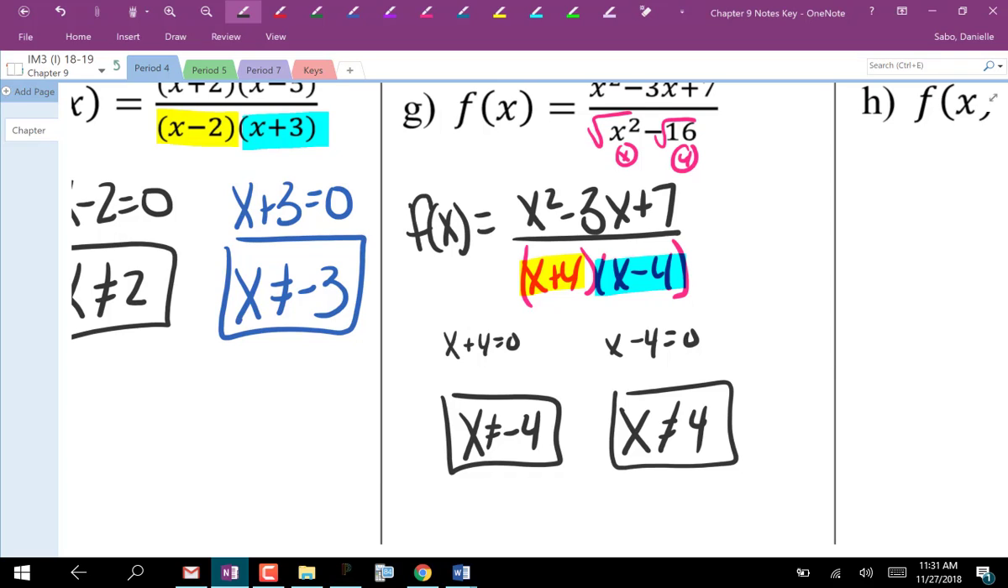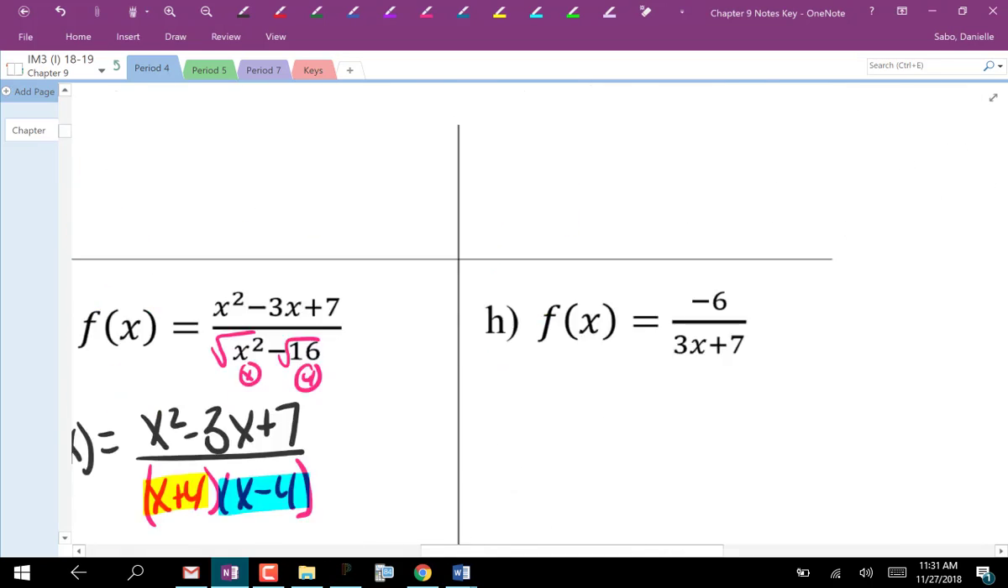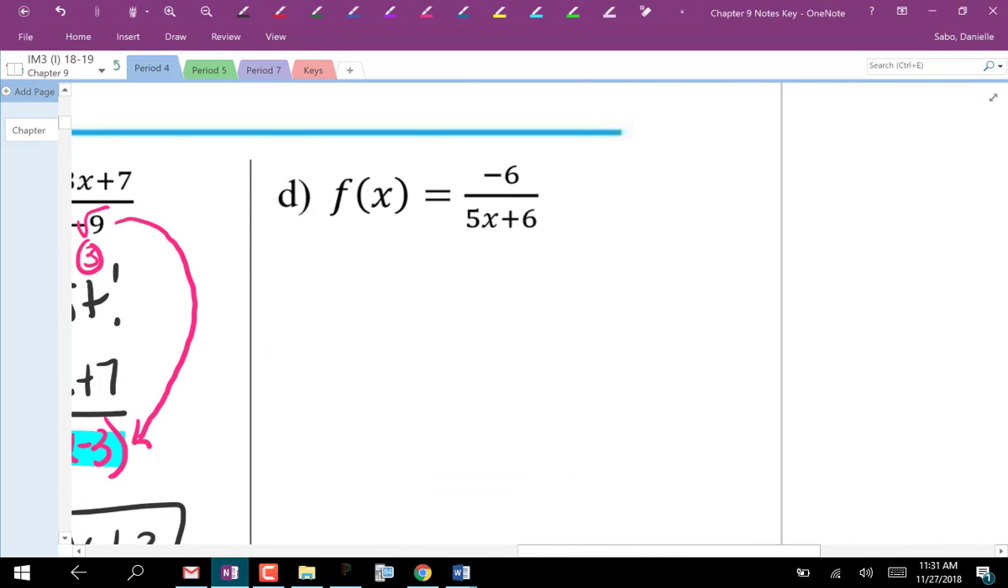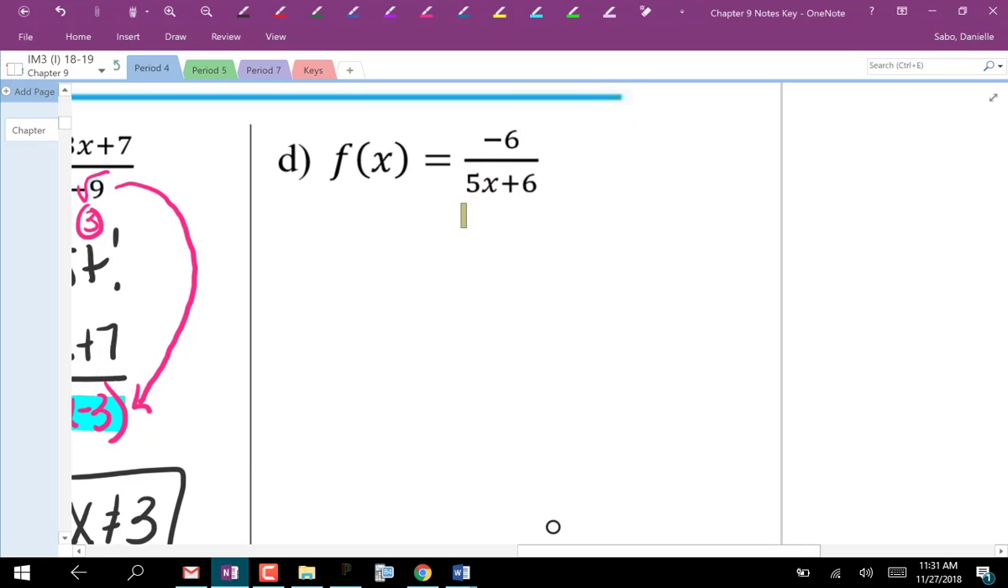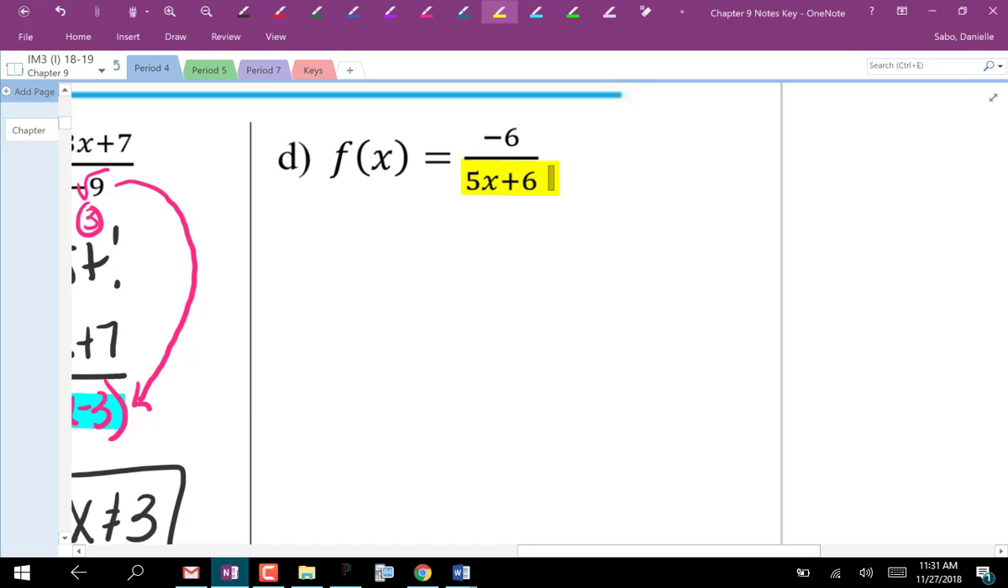This next one, I will recommend that you do write it out. We're going to do D together, and then you'll do the one below it. Pretty easy. There's no factoring to be done, but we do have to set this bottom piece equal to 0 and solve. Now, some of you might know right away that it's -6/5 just because you know your math skills, but I'm going to prove to you why. So 5x plus 6 is equal to 0. We're setting it equal to 0, and we're going to solve.